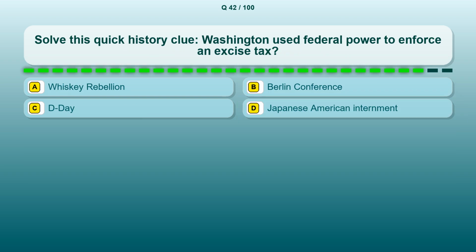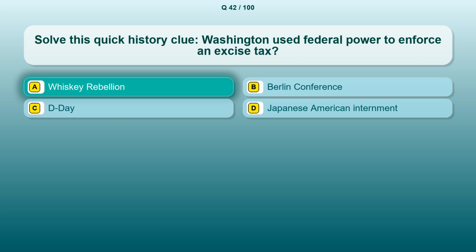Question 42. Solve this quick history clue. Washington used federal power to enforce an excise tax. Option A, Whiskey Rebellion. Option B, Berlin Conference. Option C, D-Day. Option D, Japanese-American internment.